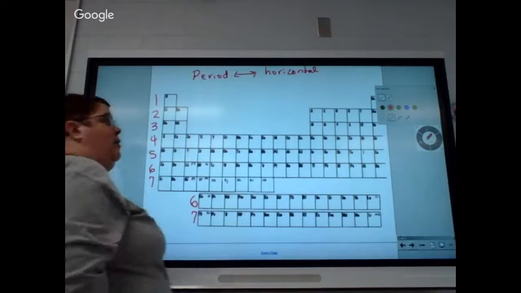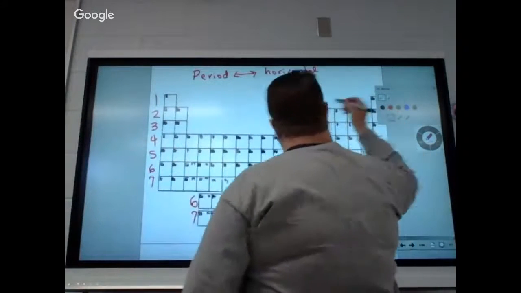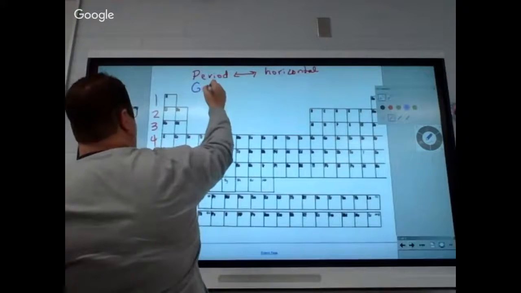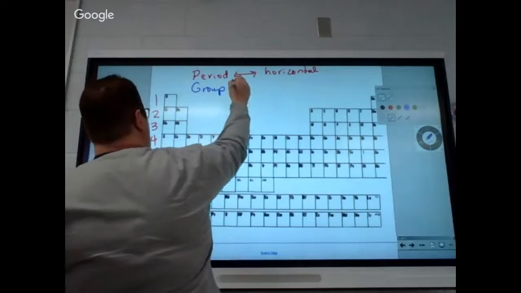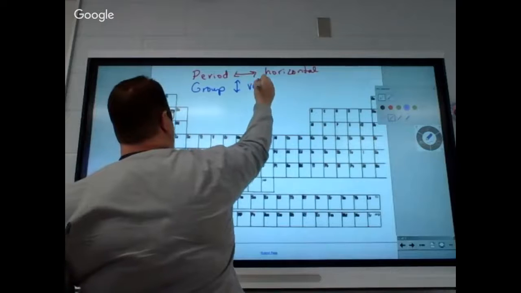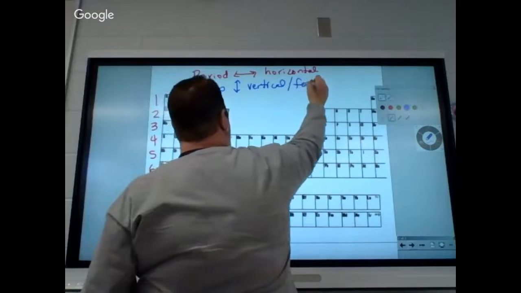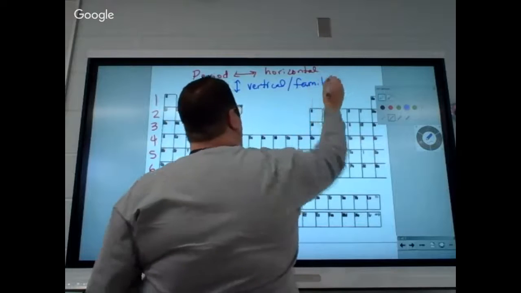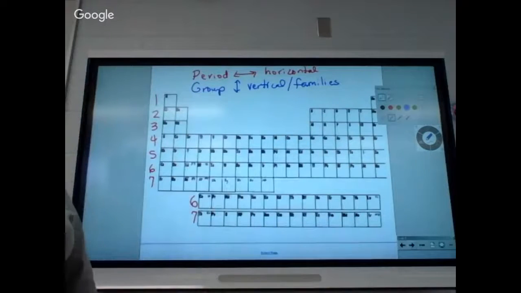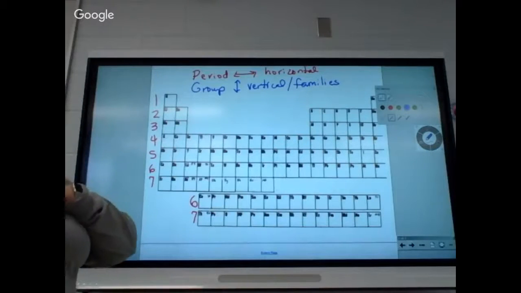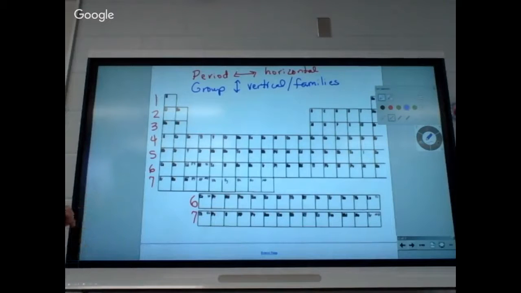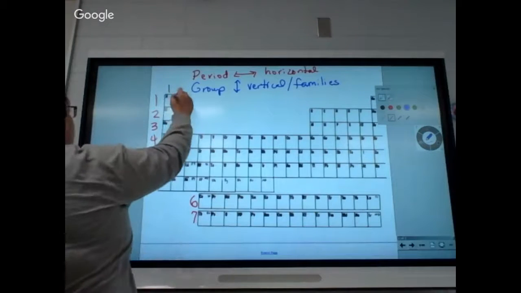Okay. Now, group numbers, what way do groups run? Up and down. All right, they're vertical columns. Some of you may have learned that they're called families in the middle school if you had a real teacher, okay? If you didn't have a real teacher, you probably never heard them called that, but they're often called families. So, these are numbered 1 through 18.